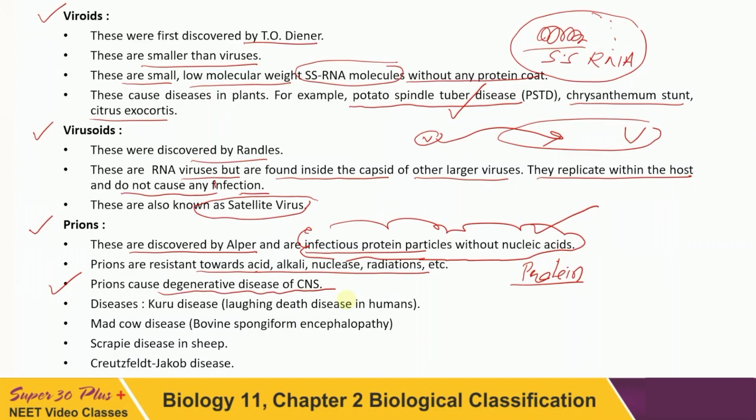Some important diseases are, one is Kuru disease, also known as laughing death disease. Because of the infection of prions, the human will die and the facial muscles will be left and give the impression as if the man is laughing. Laughing death disease. Mad cow disease, also known as bovine spongiform encephalopathy. Scrapie disease in sheep, and Creutzfeldt-Jakob disease. That was about subviral agents.